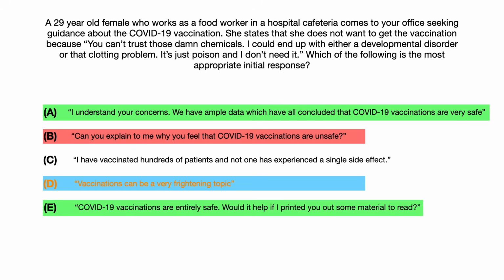Now, both choices A and E sound pretty good, right? You're giving them objective data about COVID-19 vaccination, but that's the third and final step, so you can't choose those as your initial response. And for choice C, that is just clearly incorrect. You never want to compare other patients' care to the care of the patient in front of you. Don't ever do that. That's never going to be the correct answer on USMLE.